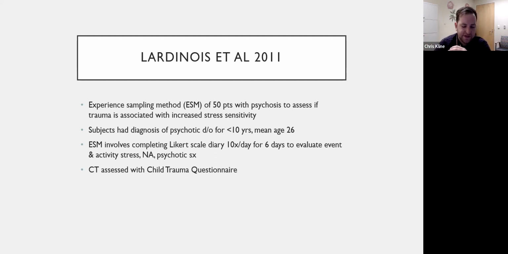So they had patients use these scales to evaluate how stressful they found their current activity, which they labeled activity-related stress, as well as significant events between recordings, which they called event-related stress. In addition to stress, they were also looking for psychosis symptoms and negative affect, with items asking about feeling down, guilty, anxious, insecure, etc. And they also assessed for childhood trauma as part of their intake.